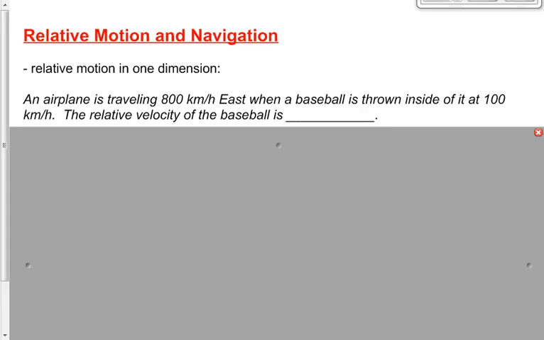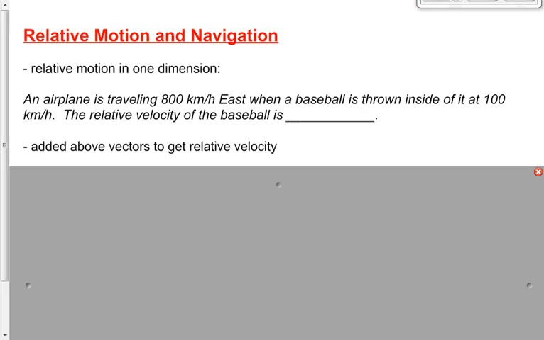If we measure relative to the airplane, it's 100, any way you look at it. So it could be 100, it could be negative 100, it could be 900, it could be 700, relative to one thing or another, and depending upon the direction that the baseball was thrown. Relative motion is that motion as compared to something else, as compared to the airplane, as compared to the ground.